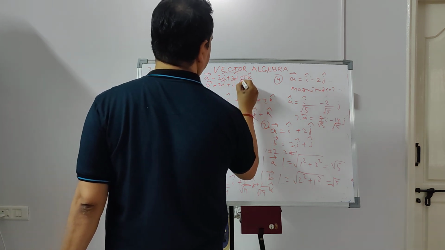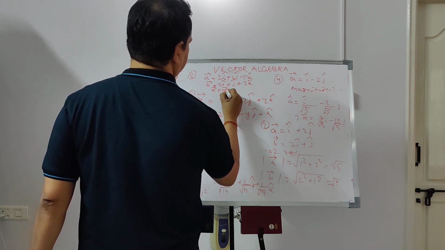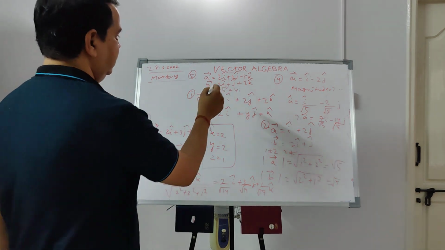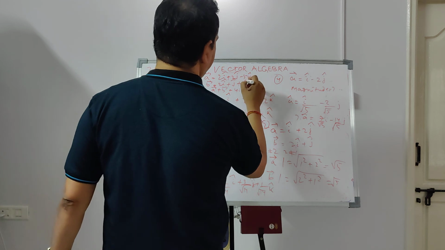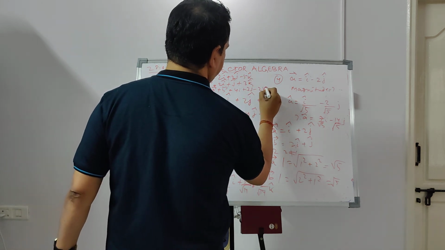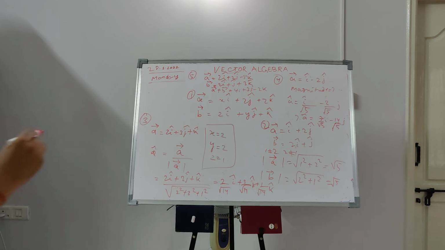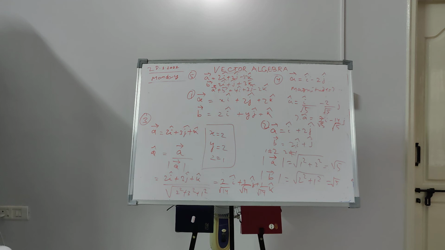So A plus B will become just addition. 2i plus 2i, 4i. Then 2j plus j is 3j. Then minus 5 plus 3, minus 2k. So A plus B is a vector which is nothing but 4i plus 3j minus 2k.